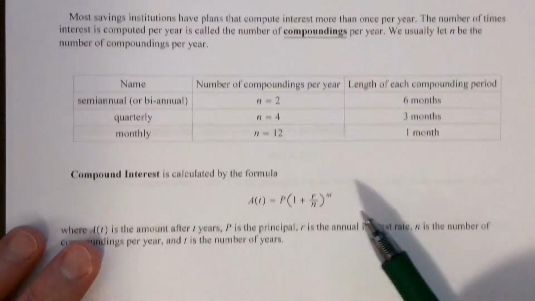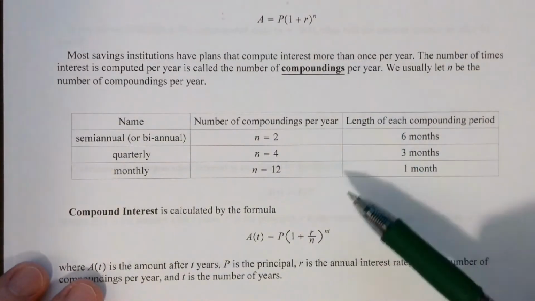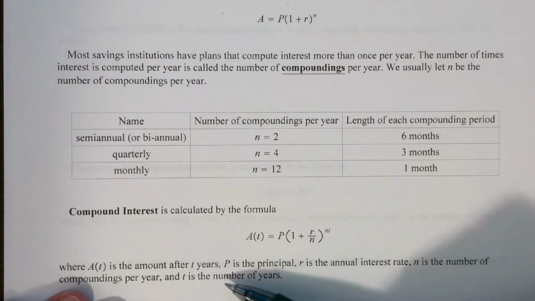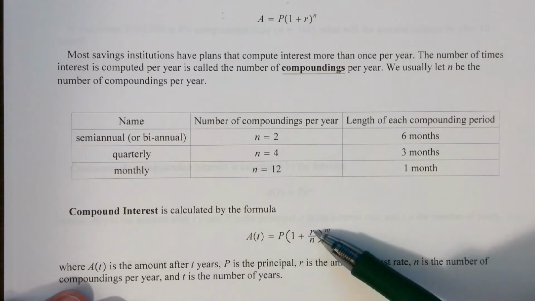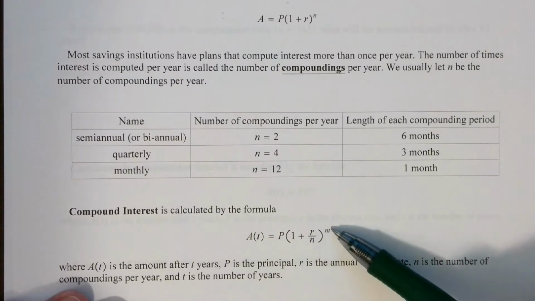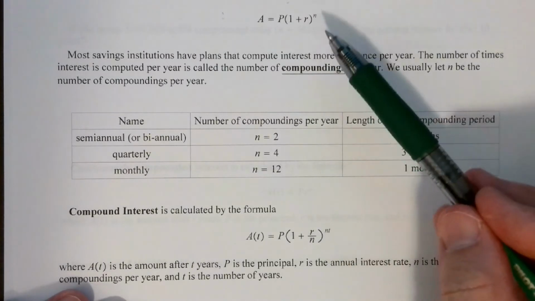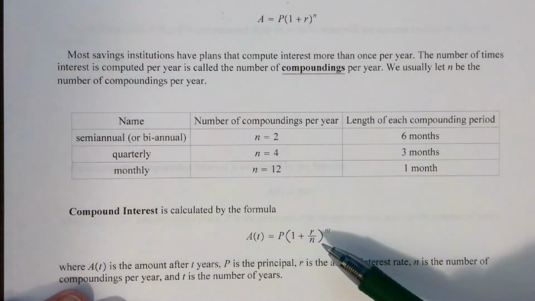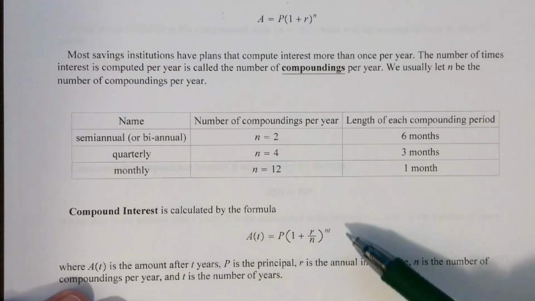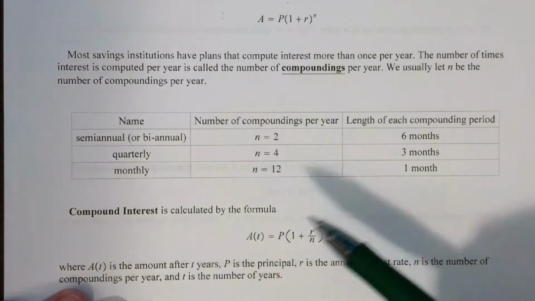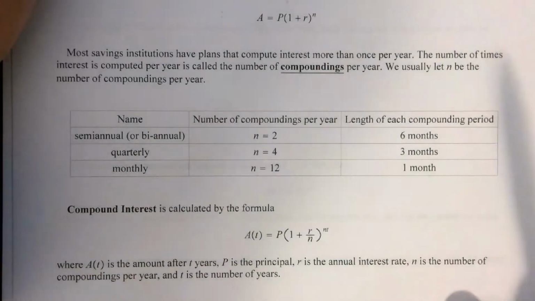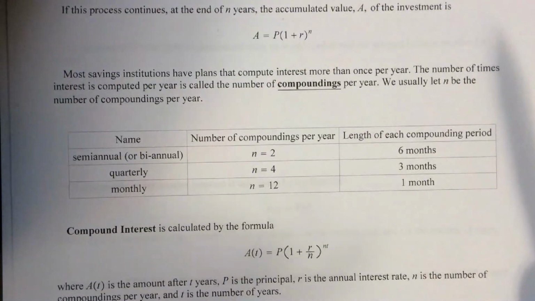Okay, so this works because the interest rate now is effectively what? The annual interest rate divided by the number of compoundings. So this will be the interest rate per compounding period. And n times t will be what? The number of years times compoundings per year, the total number of compoundings. So this comes directly from this formula here. This is our compound interest formula. Okay, so let's see if we can use this to answer some questions.